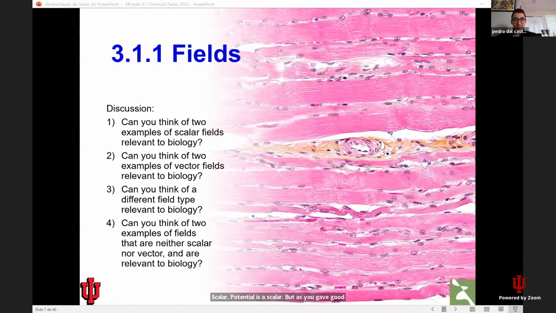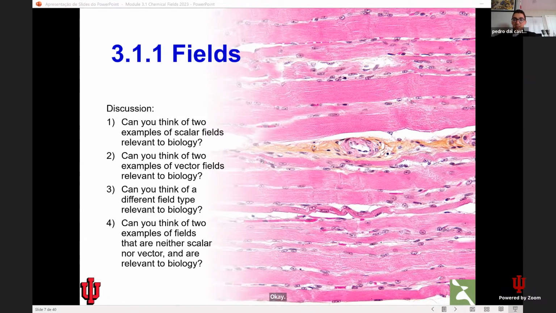I will tell you one that I think is very important, which is polarization. Cell polarization is a very important concept in cell biology, and it has a direction. It has an intensity. So it is represented by a vector field.